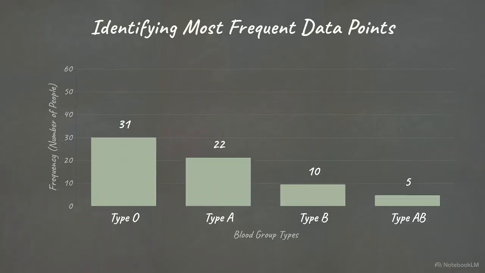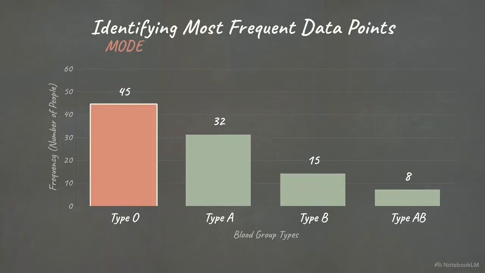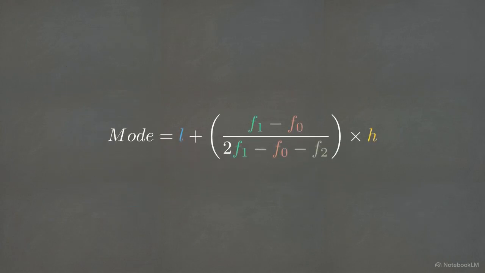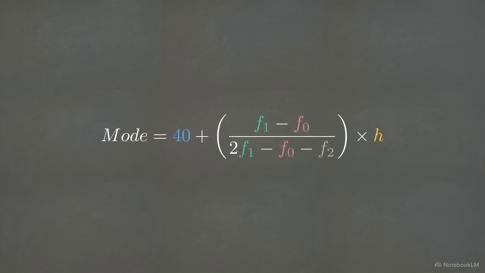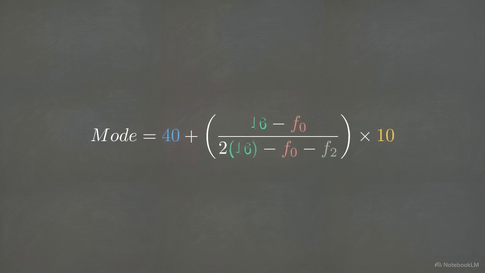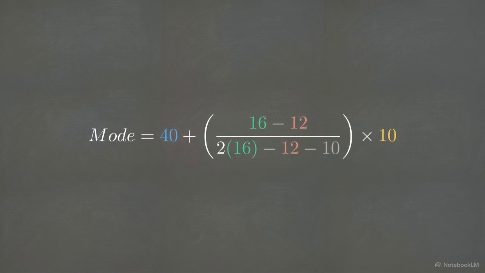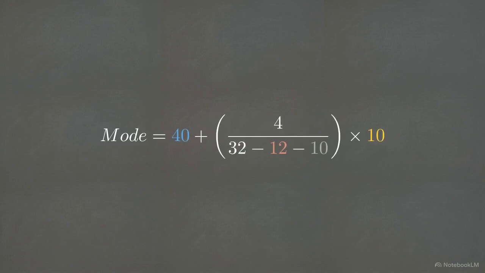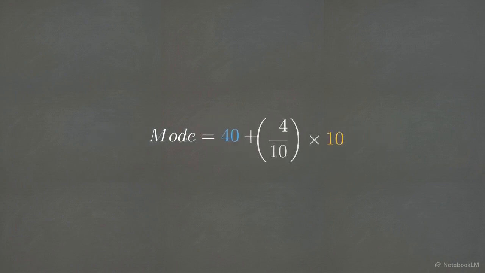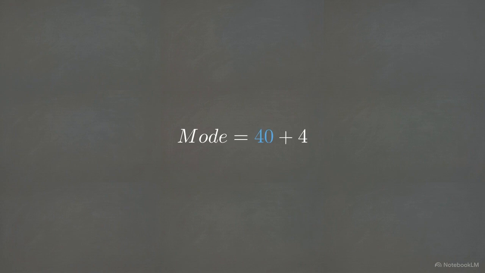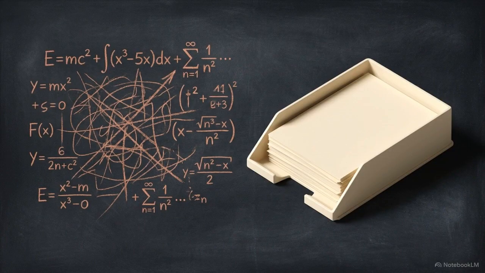Our third measure is the mode. It's simply the value occurring most frequently in your dataset. For grouped distributions, use this formula. Assign lower limit L to 40, class size H to 10, highest frequency F1 to 16, and adjacent frequencies 12 and 10. The fraction simplifies to 4 over 10. Multiply by 10, add 40, making the final mode 44. Even intimidating algebra formulas are just logical sequences of basic arithmetic once variables are organized.